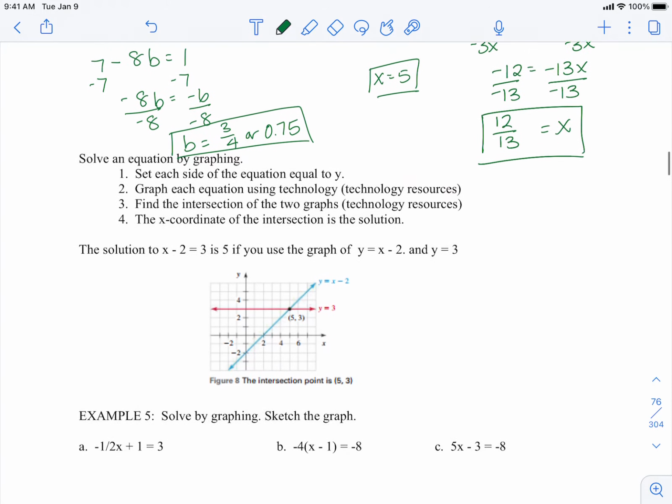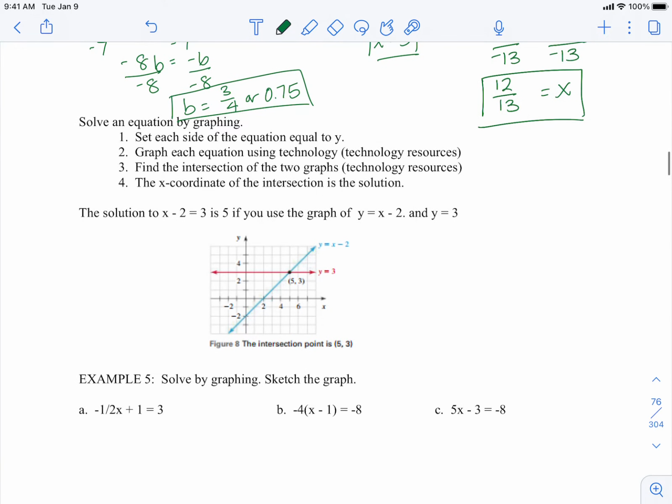Next we are going to go over how you can solve an equation by graphing. So you set each side of the equation equal to y. You graph each equation using technology or using Desmos. Find the intersection of the two graphs. And then the x-coordinate of the intersection is the solution.